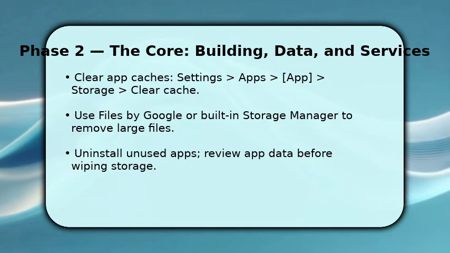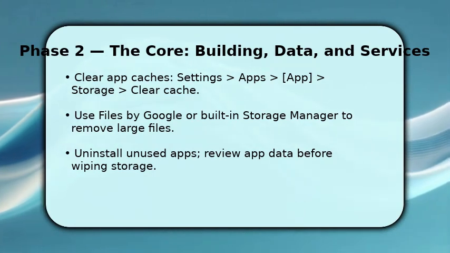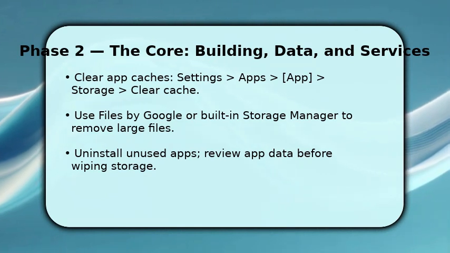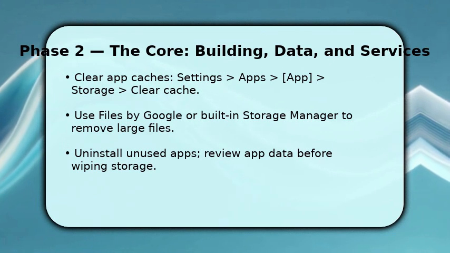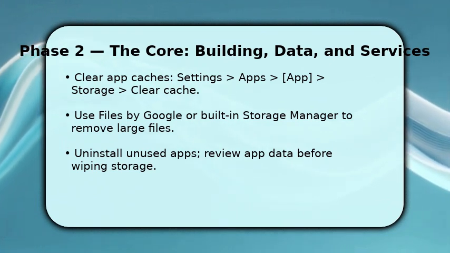Now you will reduce the Other category by removing caches and redundant data. Go app by app. Settings, Apps, choose an app, then Storage, and tap Clear Cache. This frees temporary files without losing account data.